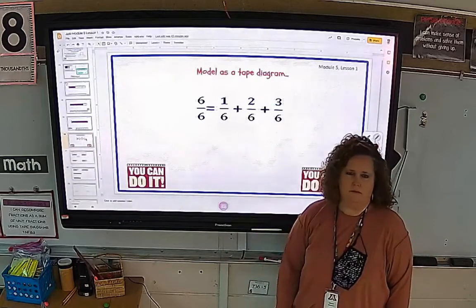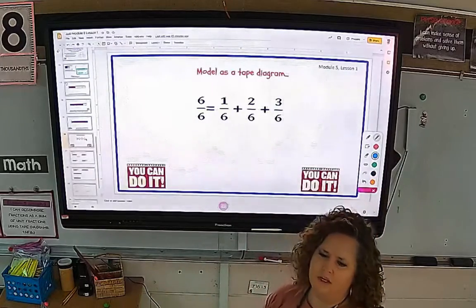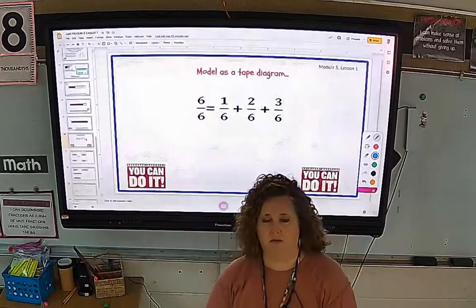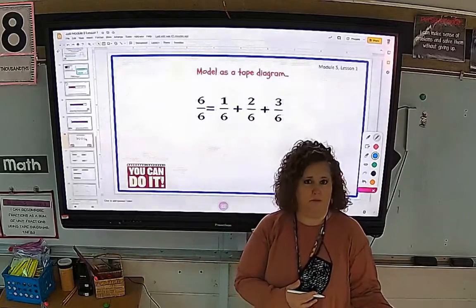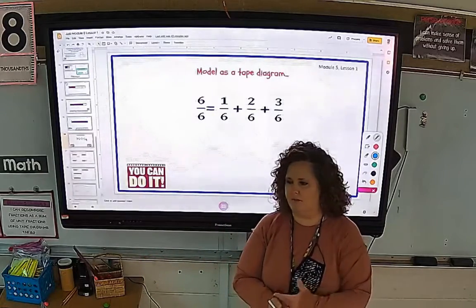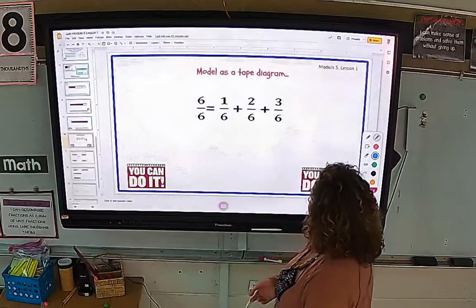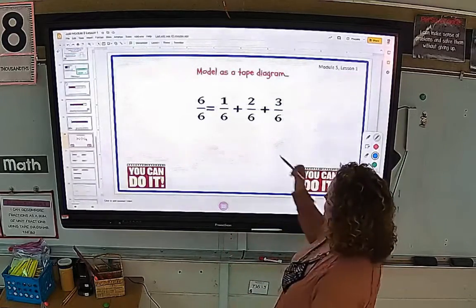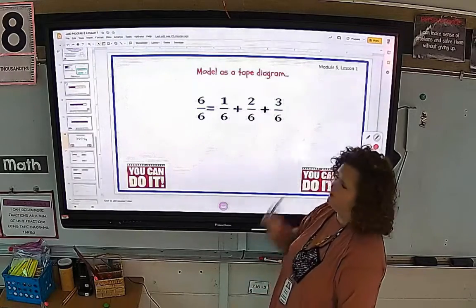Really? No, it is not too hard. Okay? Don't be afraid of a tape diagram. It's just a rectangle that is doing things to help you understand your math problems. Okay? We use tape diagrams in all kinds of math, not just fractions. We got this. Okay, so 6/6 is equal to 1/6 plus 2/6 plus 3/6.